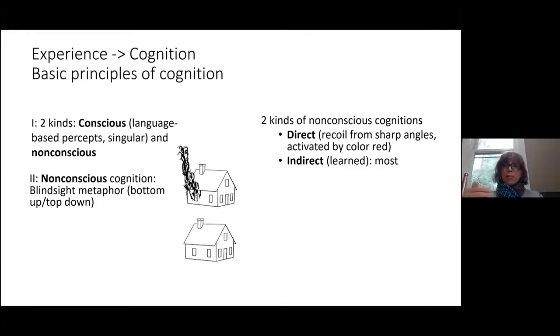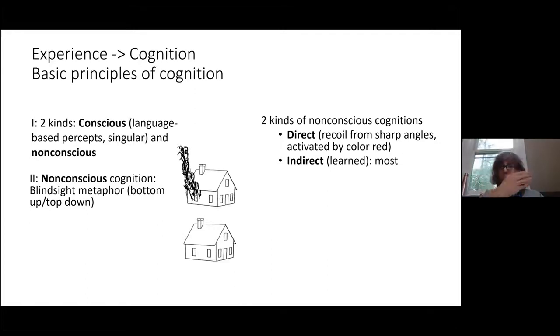This is schematized, but also not inaccurate to say there are basically two kinds of cognitions. On one level, when you're talking about levels of consciousness, there are conscious cognitions and non-conscious cognitions. Conscious cognitions are language-based and usually single percepts, like there's a tree in front of me over there, okay? Or the things that you hear yourself think that are based in language that are kind of discrete and logical, okay?